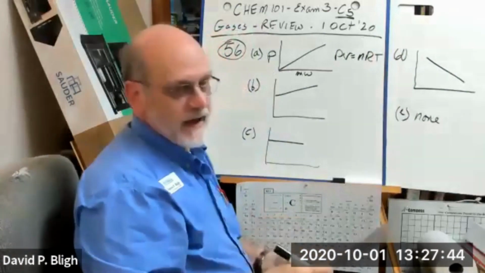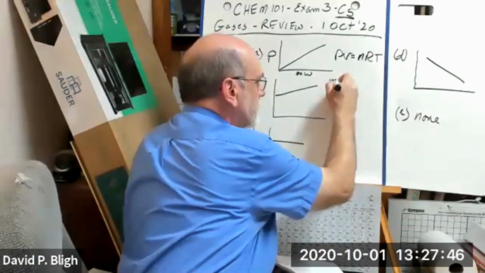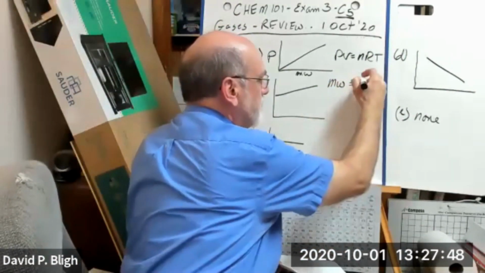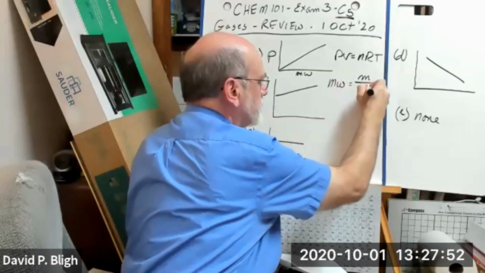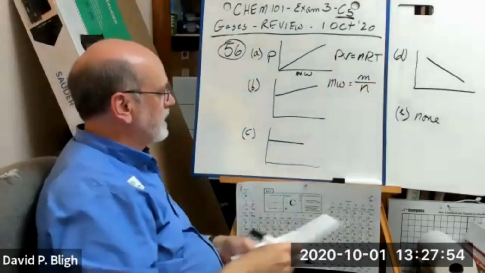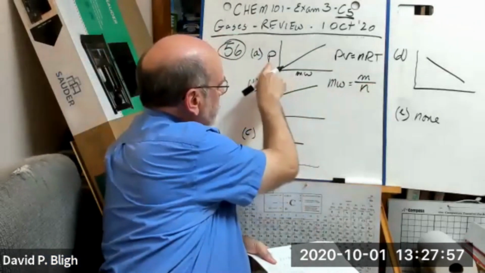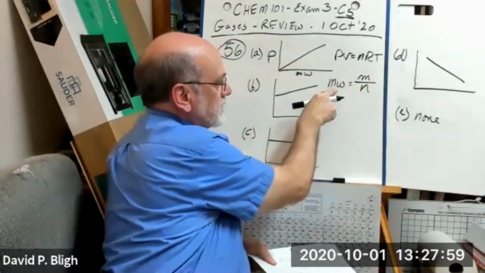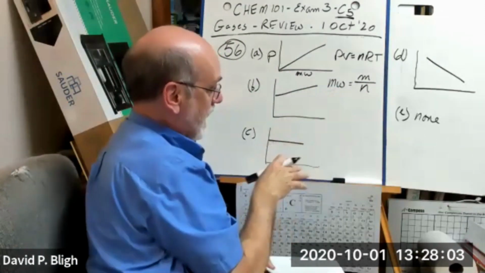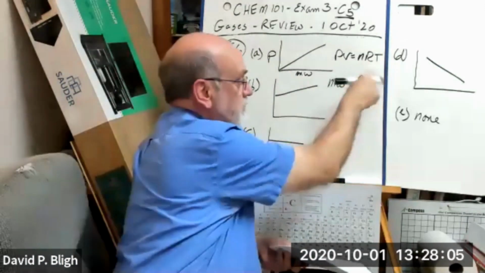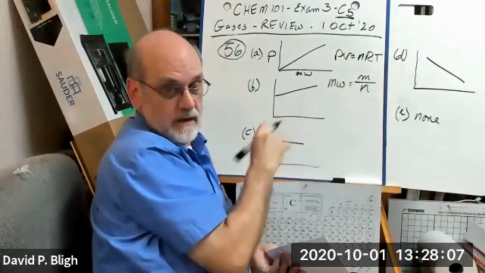And how do we define molar mass or molecular weight? It's mass per mole. Okay? So if we're going to relate pressure and molecular weight, then we need the sample to be the same. Mass is constant, right? 1 gram.